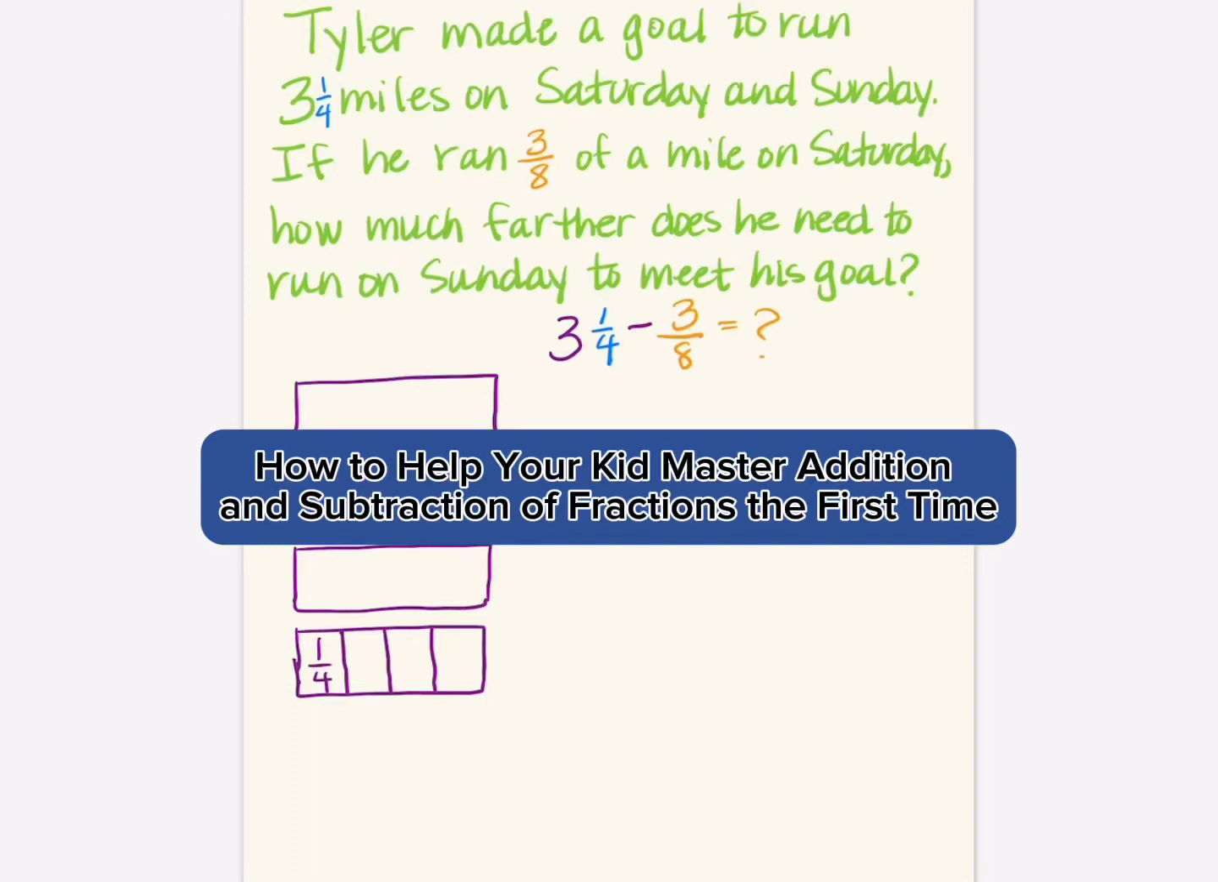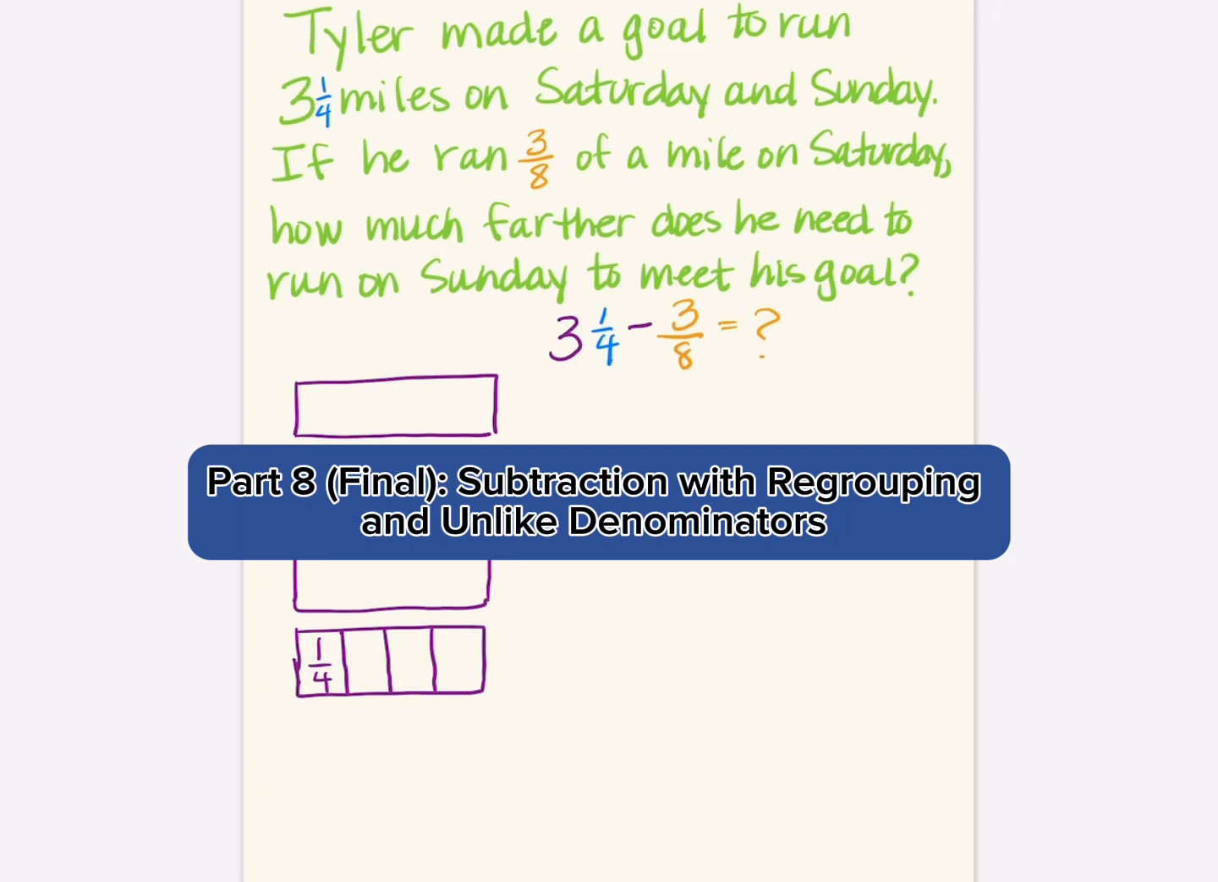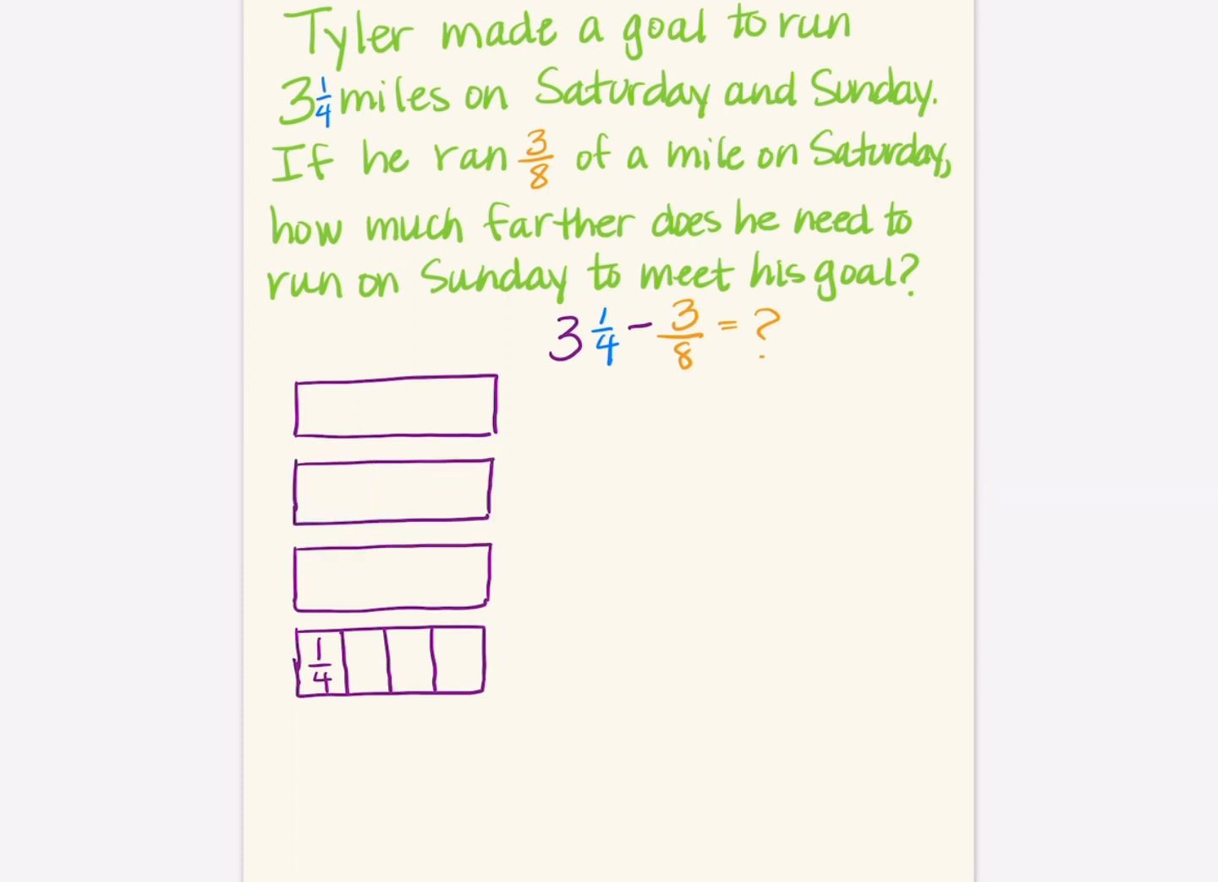This is part 8 of the series, How to Help Your Kid Master Addition and Subtraction of Fractions the First Time. We're looking at subtraction with regrouping of unlike denominators. This is a problem that we've seen before in part 6 and part 7, where we're changing pieces of the problem so that kids make a connection from one part to the next.